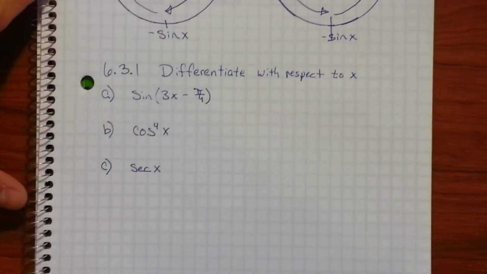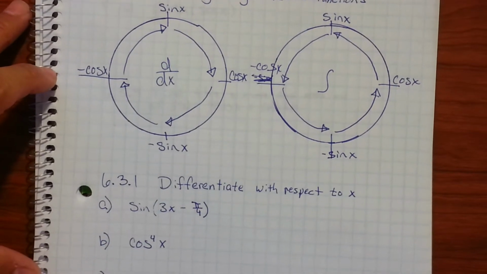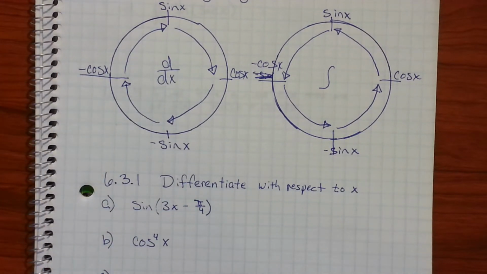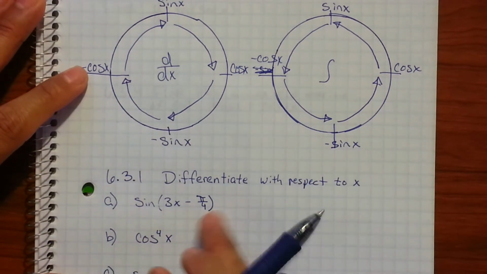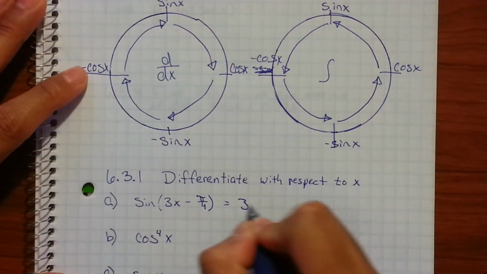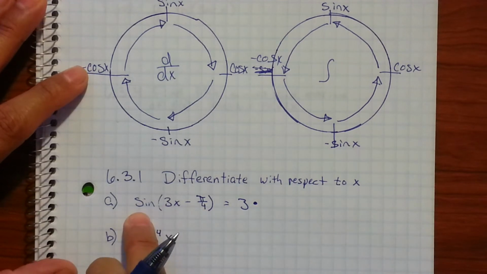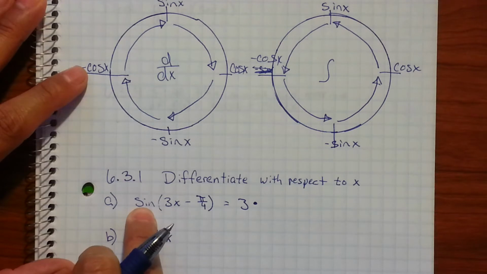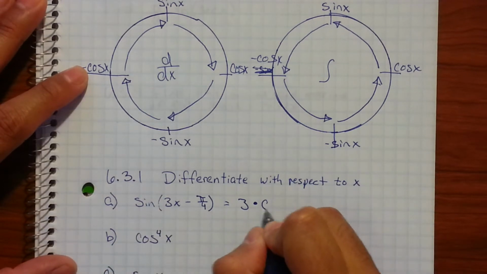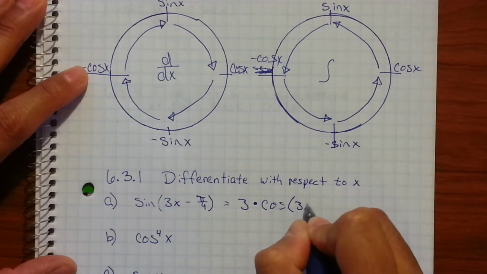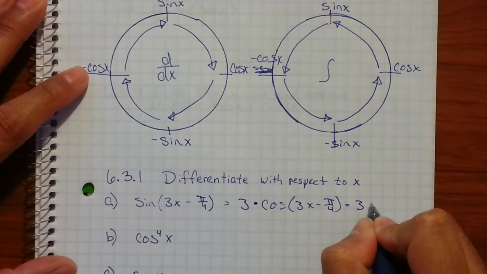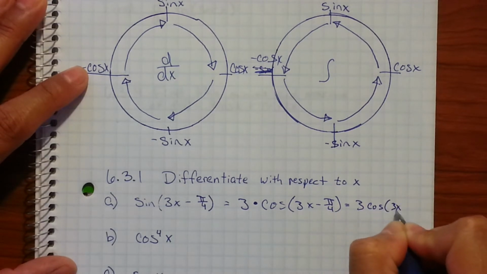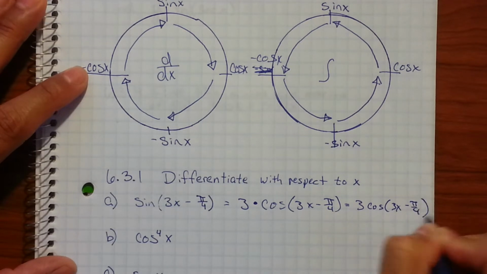Alright, so let's take a look at a problem that we're going to have right here. I'll keep this in view. We're differentiating with respect to x. So right here we're going to have chain rule. So the derivative of the inside is going to be 3, times the derivative of the outside. The derivative of sine is going to be cosine, times cosine of everything I have in there, 3x minus pi over 4. So my final answer comes to 3 cosine of 3x minus pi over 4.